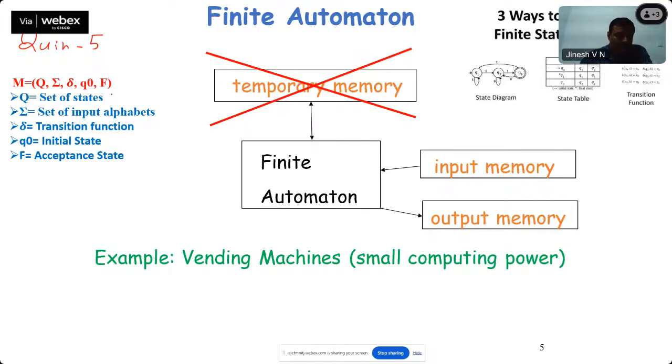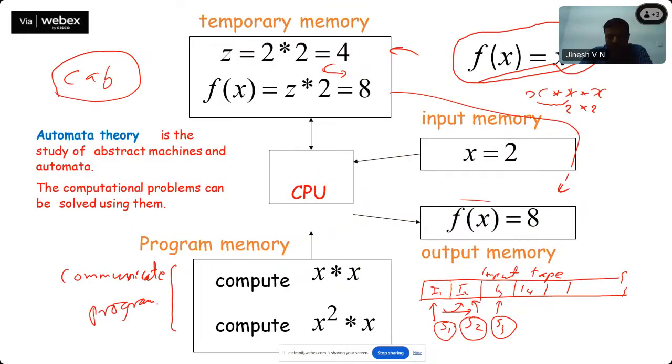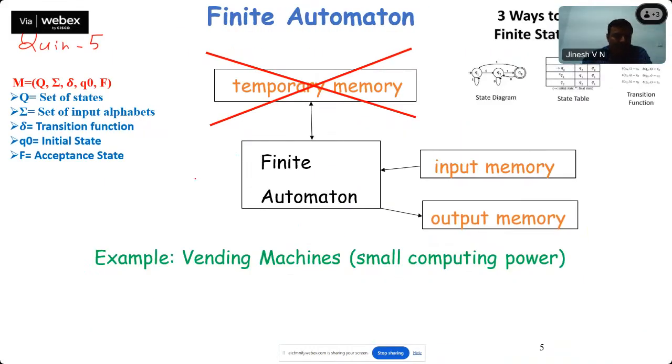Here Q is a set of states. In the previous slide we have seen we have a machine, the machine concept with an input tape, and the input tape we read from left to right, character by character, and there is a chance of getting different states or different status in the machine. That is what the state is here. How many states are possible for a machine? All those states together will be represented as the set Q, capital letter Q here.